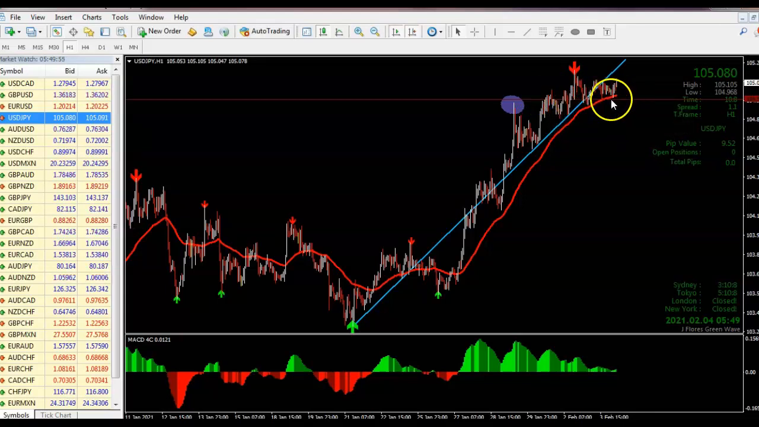You can see rejection. There's a move right there, there's action right there, there's action right there. So if this market breaks below the trend line and below the 50, anywhere over here, I'm going into a trade also on the USD JPY. All right, AUD USD.